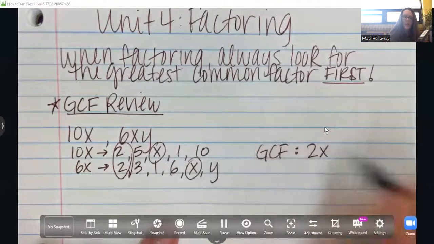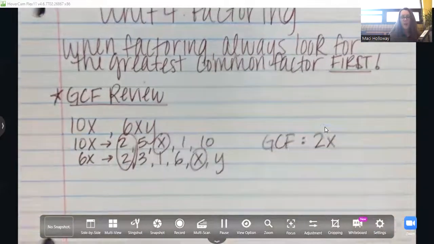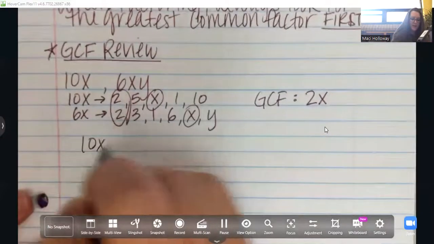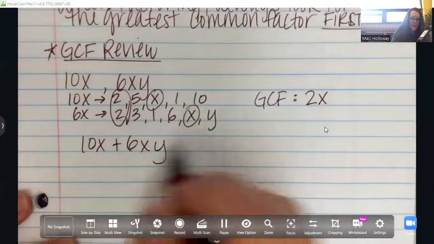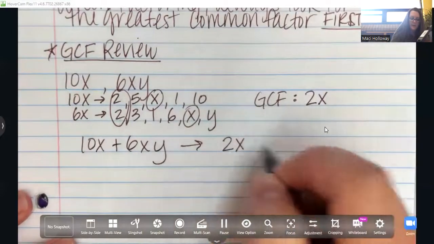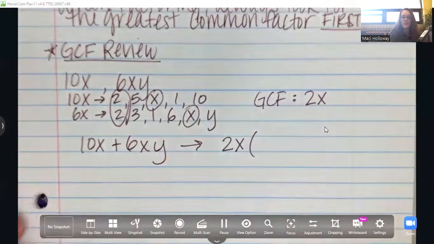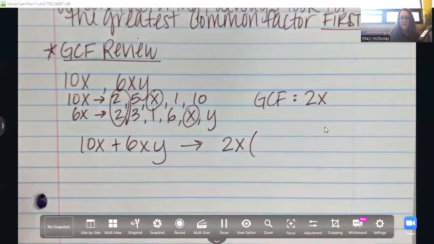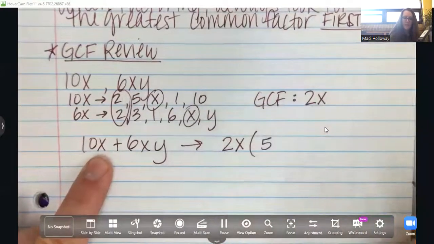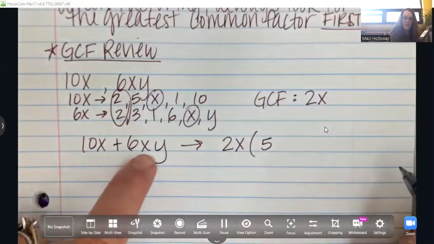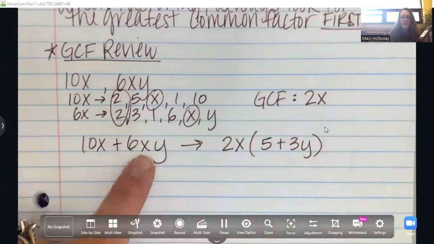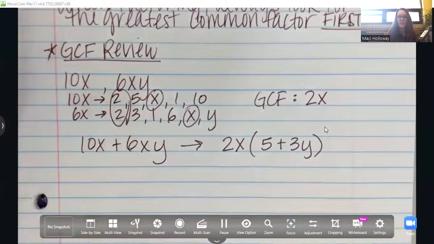So my greatest common factor is 2x, right? So if I had this as an expression like 10x plus 6xy, factored would be pulling out the 2x, so that's factoring out the 2x, like dividing. So if I'm dividing out a 2x from a 10x, I get a 5, right? And if I'm dividing a 2x from a 6xy, we get a 3y, all right? So that's factoring that greatest common factor.